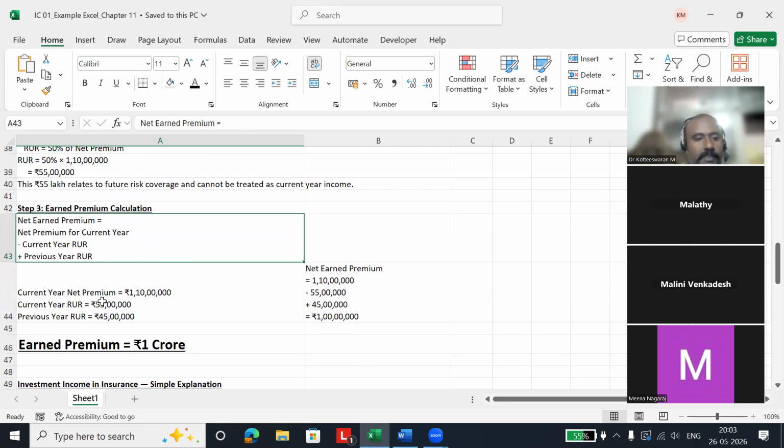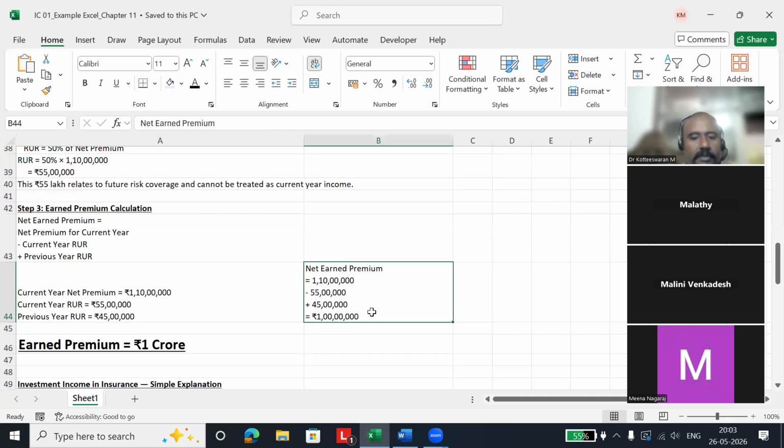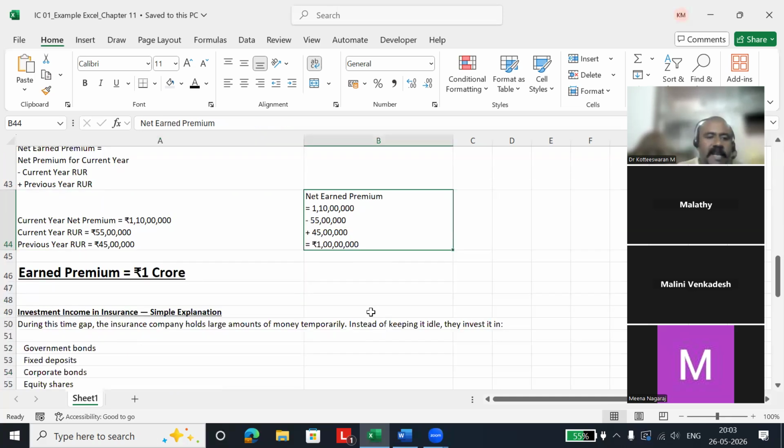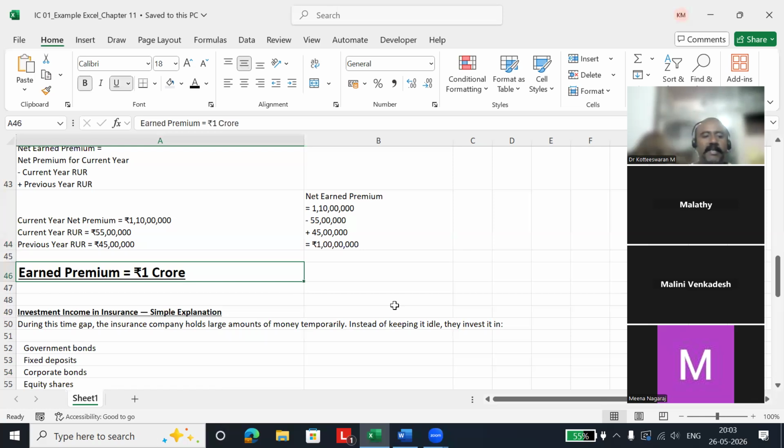Simple. So net current premium is 1.1 crore. Okay. Current year RUR we have seen 50%, 55 lakhs. Previous year RURல வந்து ஒரு 45 lakhs எடுத்து வச்சிருக்கோம்னு assume பண்ணிப்போம். We'll assume it. So that is called previous year RUR. So current net premium minus current year RUR plus previous year RUR is equal to 1 crore rupees. So finally என்கிட்ட earned premium எவ்வளவு இருக்குன்னா 1 crore rupees. This is how you calculate earned premium.